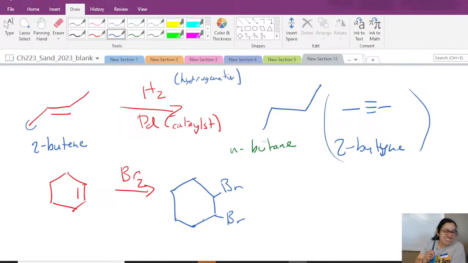I like the guesses. What do people remember about the mechanism? Think, right, bromine's large. What was the intermediate of this reaction? Do we remember? It was a special intermediate that we talked about.